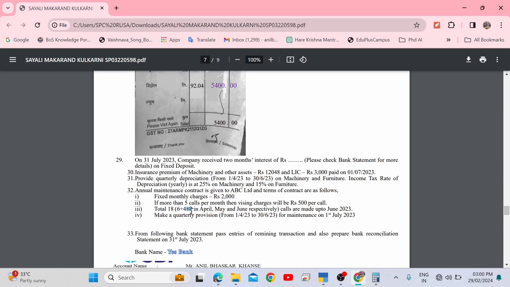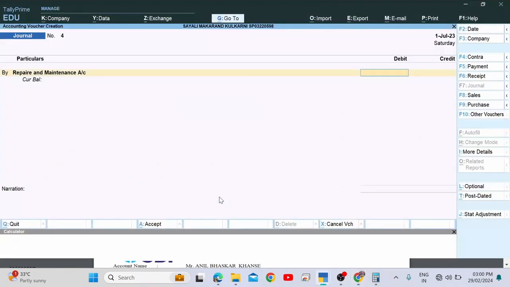3 plus 1, 6 calls are chargeable, and per call 500, 6 into 500. No, 4 into, not 6 into. 1 call here, 0 calls here, 1 plus 0 is 1, and 2 more, 3 are here. 3 plus 1, 4 calls, and per call 500, 2,000. And fixed 6,000. 6 plus 2, total 8,000. 8,000 rupees provision.